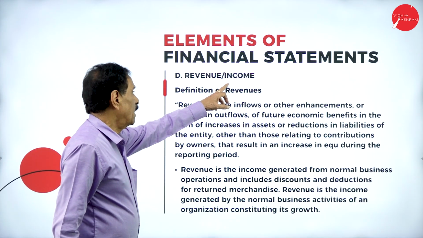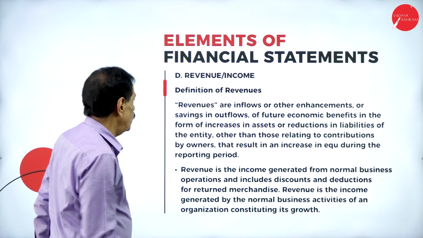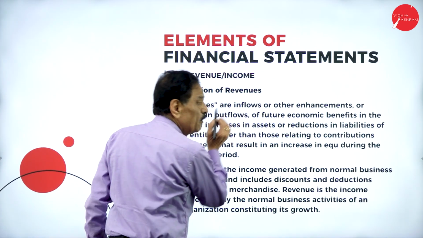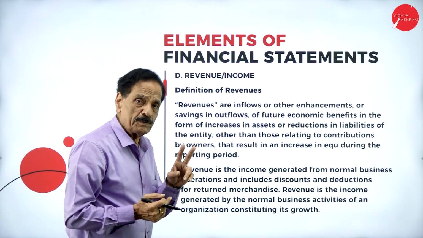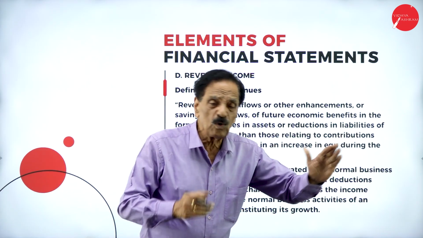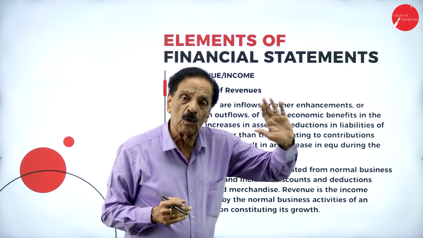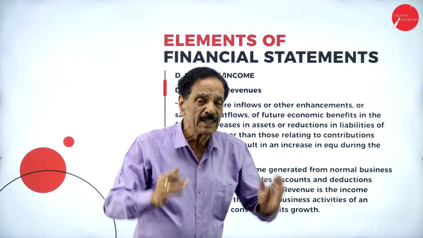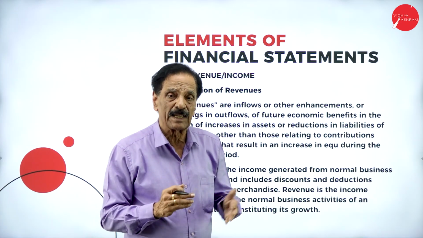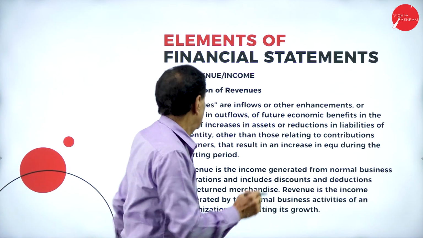Revenue or income. Definition of revenues. Revenues are inflows coming in. There are two types of flows: one is called outflow and one is called inflow. Inflow means coming in, outflow means going out. I will repeat. Inflow is cash coming in, outflow means going out.